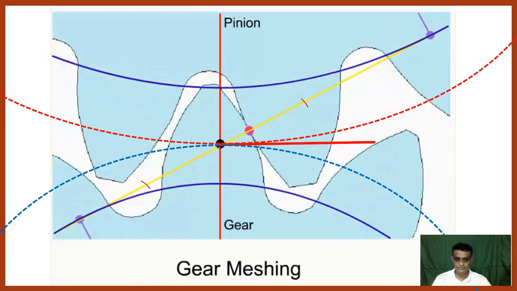Again, the contact gets started at this location and ends at this location. The distance traveled from the start of contact to the pitch point is called the path of approach. From this point to this point is called the path of recess, and the total distance is called the path of contact. Now we are going to derive the equation for the path of contact, which consists of the path of approach and the path of recess.